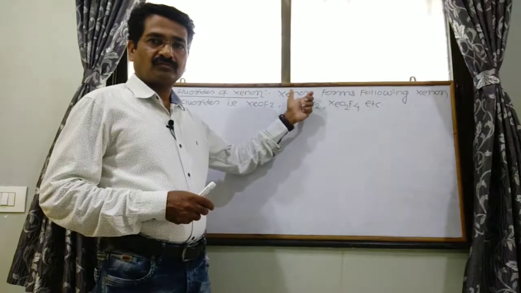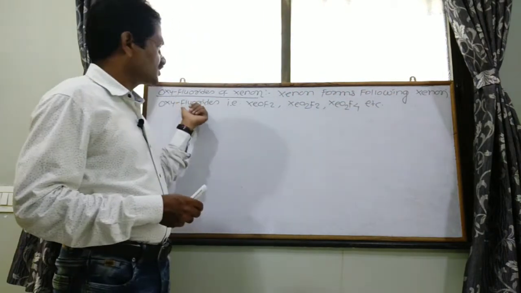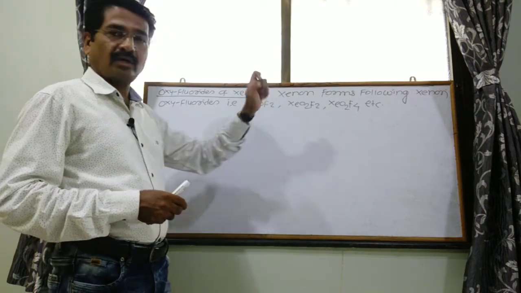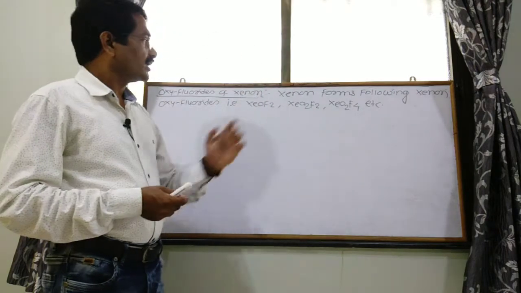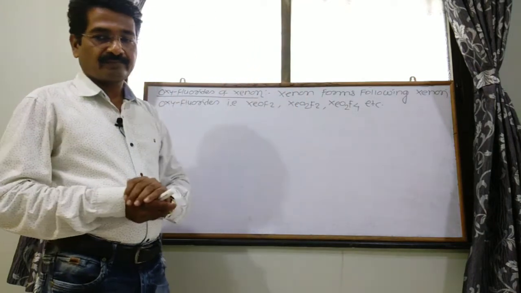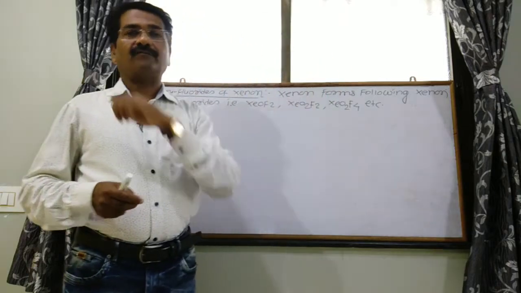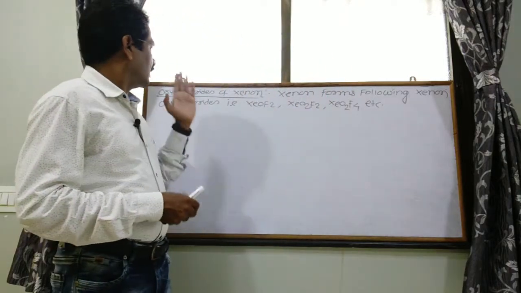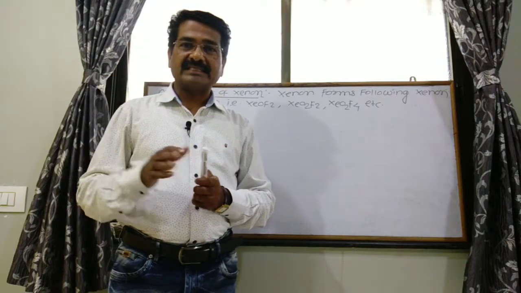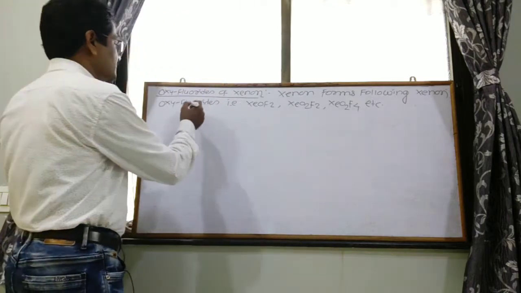Xenon forms the following xenon oxyfluorides, that is XeOF2, then XeO2F2, then XeO2F4 are the number of oxyfluorides of xenon. Then see the preparations of xenon oxyfluorides.